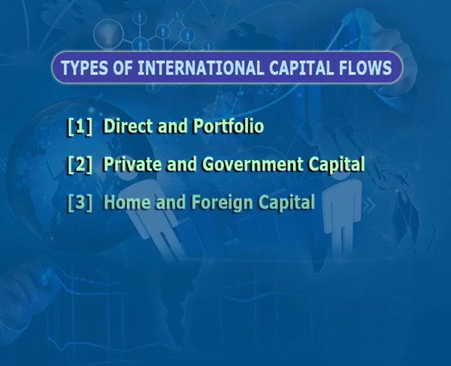On the other hand, government capital movements imply lending and borrowing between governments. Such capital movements are under the direct control of governments. In fact, governments are important international lenders. They make stability loans, loans to finance exports and imports, and particular projects. Now friends, let us have a look at the third type, which is home and foreign capital.